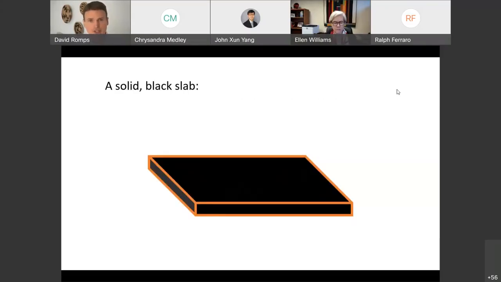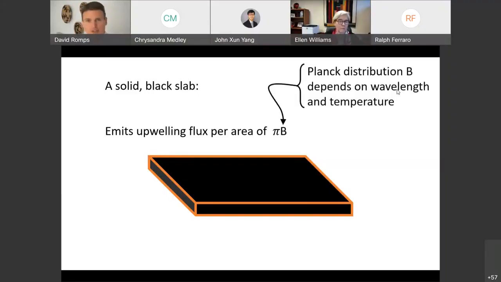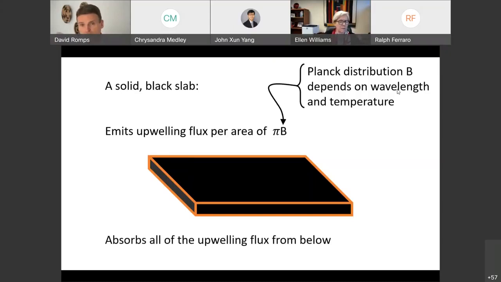To give you an analogy here, if we have just a solid black slab, completely black, it will do the following two things. It will emit upwards an upwelling flux per area of pi times B, where B is the Planck distribution. This thing that's a function of temperature and wavelength tells you how much spectral radiation is emitted by that surface. So it's going to emit pi B. For radiation that's upwelling from below, the slab is going to absorb all of it. So this is what a solid black slab does.